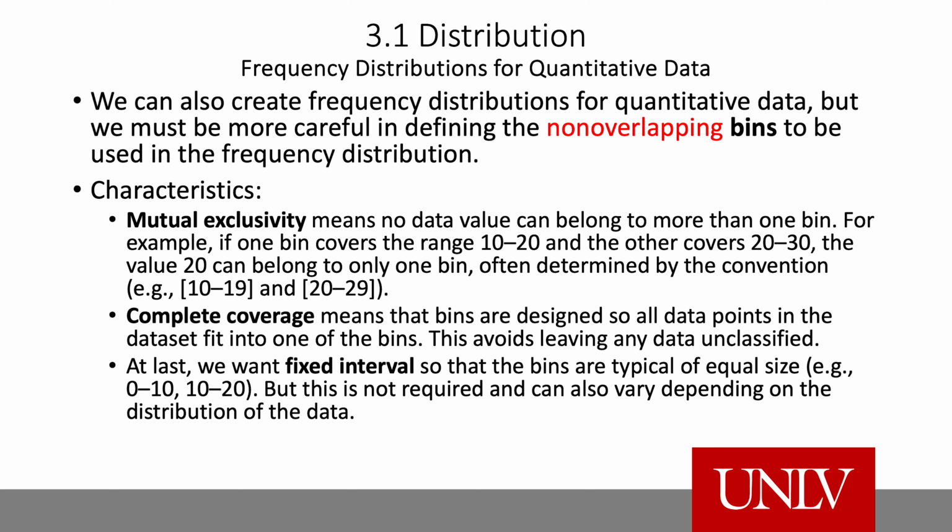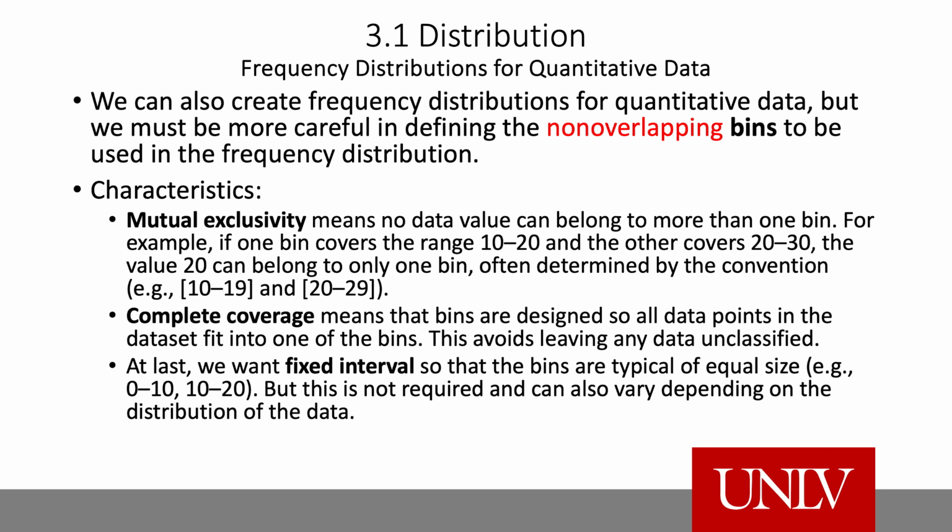Unlike categorical data, here we need to be more careful because we're working with numbers. We create what are called non-overlapping bins. The non-overlapping bins in the context of frequency distribution for quantitative data refer to distinct intervals or ranges of values that do not overlap. So each data point will fall into exactly one bin, showing that the bins are mutually exclusive and collectively exhaustive.